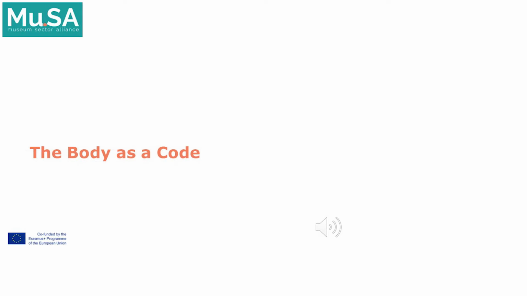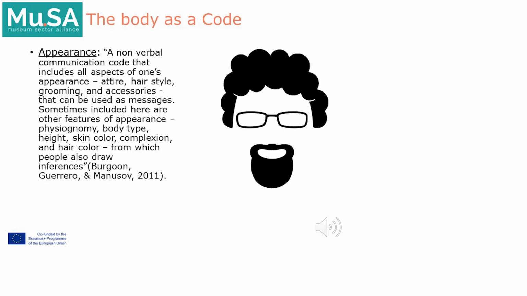The body as a code. Appearance, a nonverbal communication code that includes all aspects of one's appearance, attire, hairstyle, grooming, and accessories that can be used as messages. Sometimes included here are other features of appearance: physiognomy, body type, height, skin color, complexion, and hair color, from which people also draw inferences.